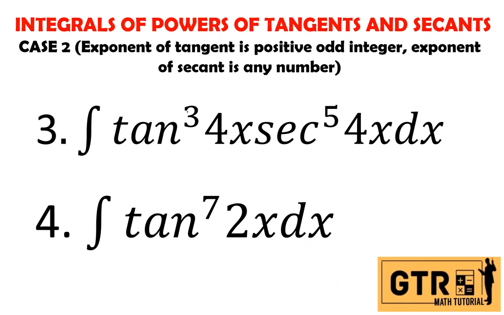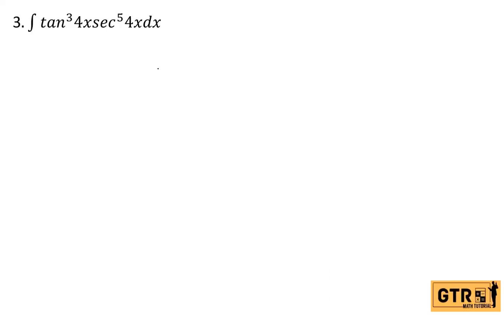The exponents of tangent are positive odd integers, 3 and then 7, and the exponent of secant is any number. For number 3, the exponent is 5. For number 4, we don't have secant, so that means n here is 0. But still, we will apply the process, we isolate secant and tangent. Okay, so let's answer number 3.